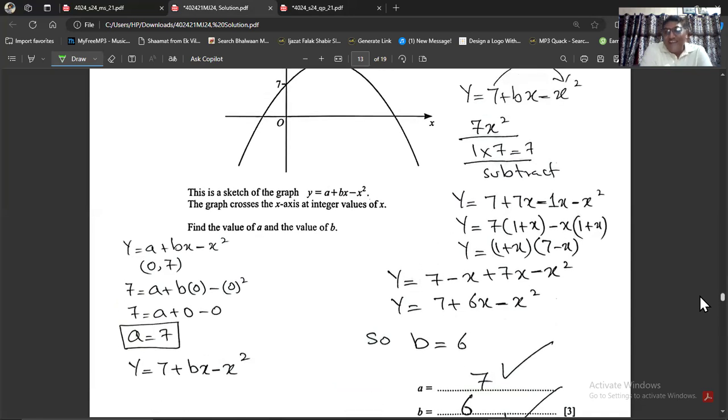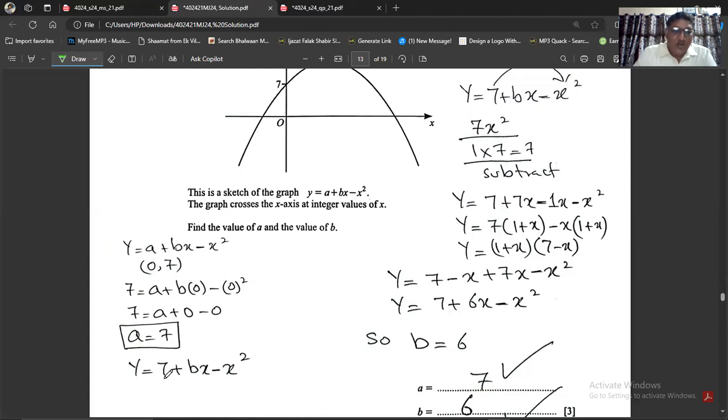So this is the part where the question has become a little difficult, or you can say a little tricky. Now, I know the value of a. So in this expression, wherever there is a, I will write 7. Now the equation will become y equals 7 plus bx minus x squared. The interesting thing is that there is no other point given here, so I am not able to find b.